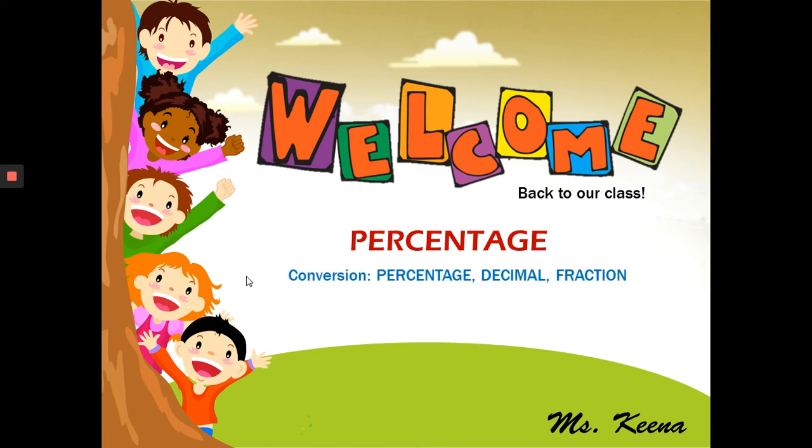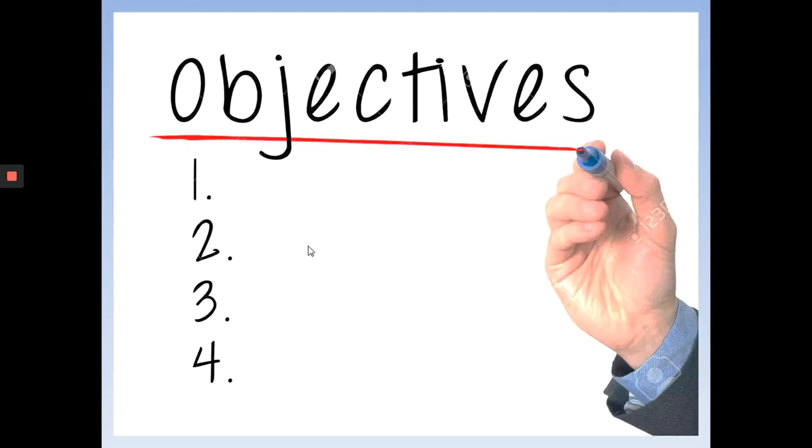Okay, for today, we will tackle conversion of percentage to decimal and decimal to percentage, and then we will try to find the equivalence of percentage, decimal, and fractions. And then we will also learn how to compare fractions, decimals, and percentages, and then order them in ascending or descending order. So after this lesson, we'll be able to write percentage as decimals and decimals as percentage.